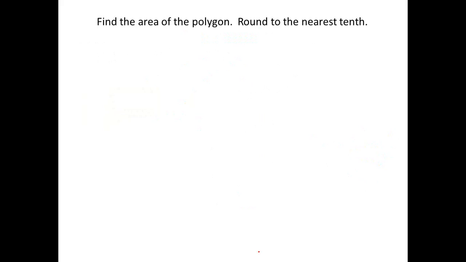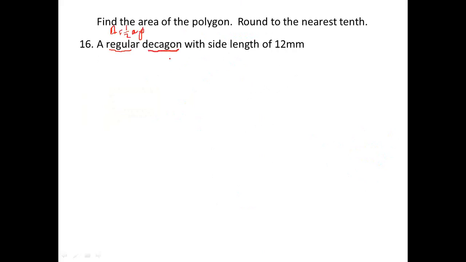Now, this one, find the area of the polygon, and it was a regular decagon. Well, regular. A equals 1/2 AP. Decagon. Got to know some of those terms we mentioned at the very beginning of the year, especially the prefixes. If you see deca, that means 10. 10 sides, and 10 sides and angles. And each side is 12. So we know a lot from just those few words.